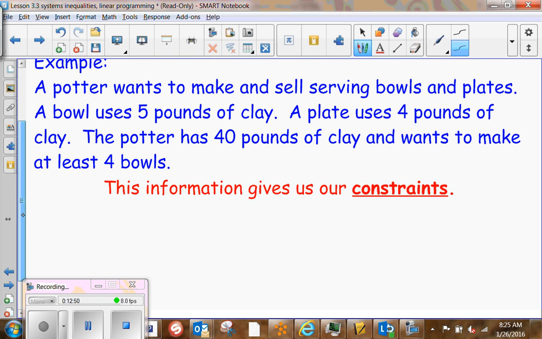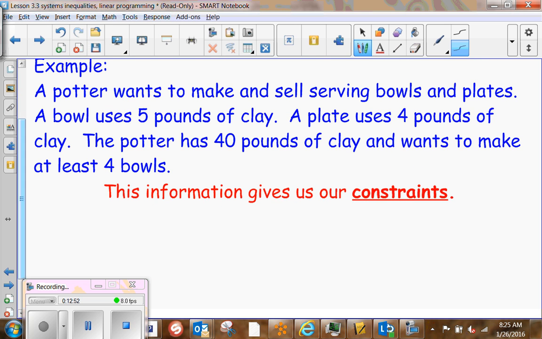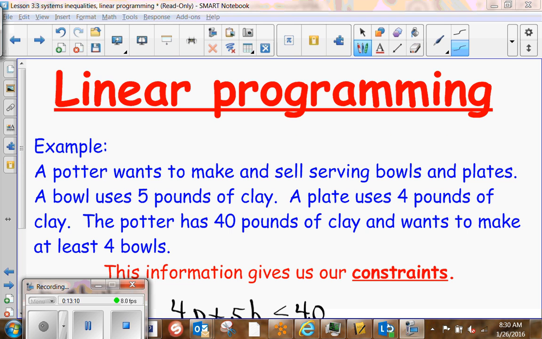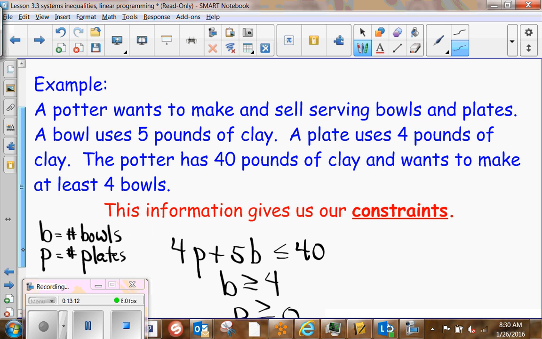All right, example. A potter wants to make and sell serving bowls and plates. A bowl uses 5 pounds of clay. A plate uses 4 pounds of clay. The potter has 40 pounds of clay and wants to make at least 4 bowls. So when you read this problem, you realize there's some constraints here.